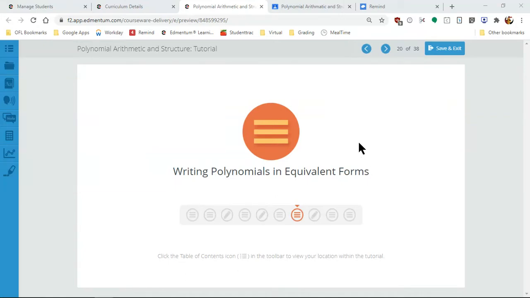So this is going to be part 2 of writing polynomials. Since we weren't able to finish in the class, I'm going to attempt to do it all on my own.